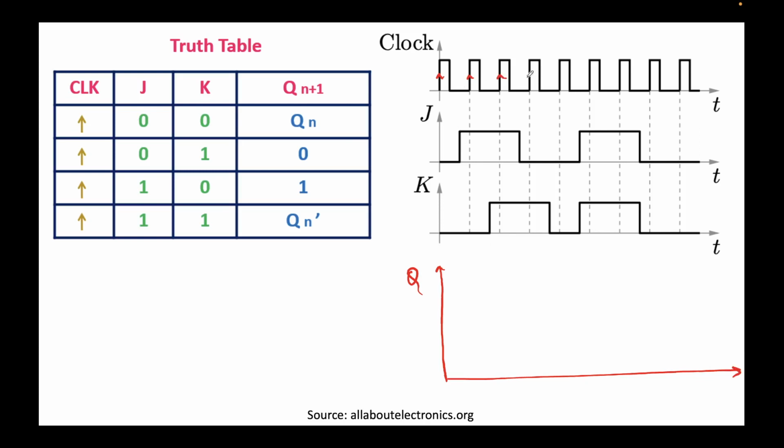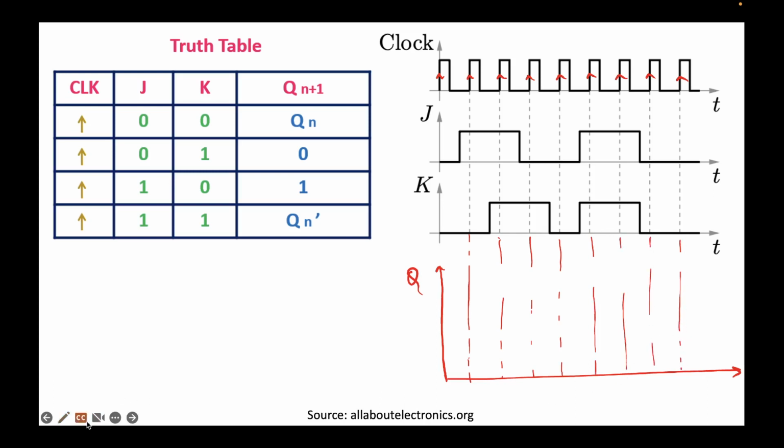I'll highlight only the positive edges like this. These are the positive edges, and you can also see the dashed lines that correspond to those positive edges. So let's extend those reference lines to our output waveform, so that it becomes much clearer as to what we want to draw. Alright, so that is complete now.